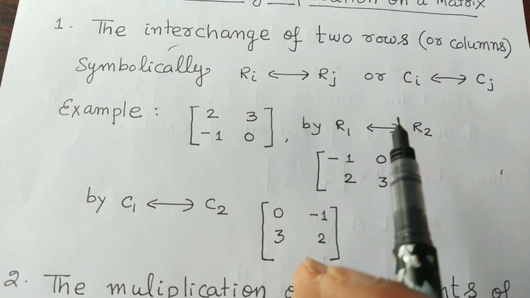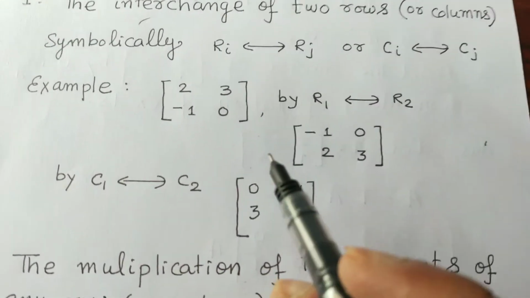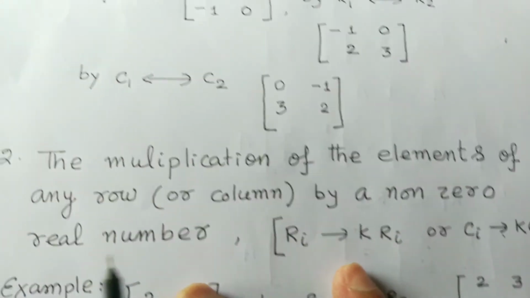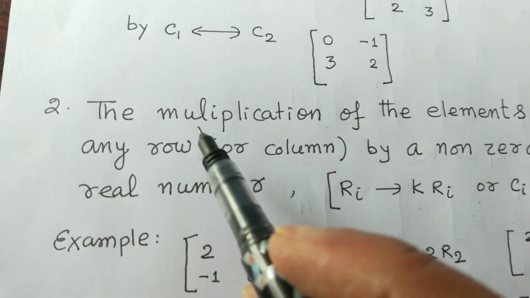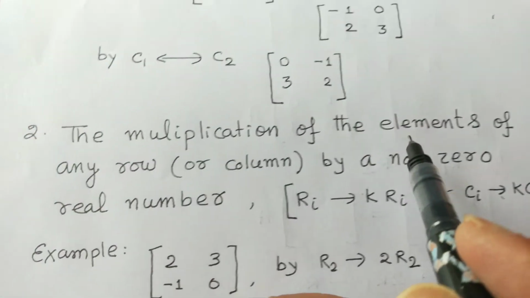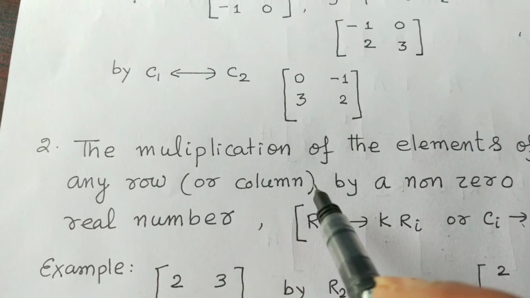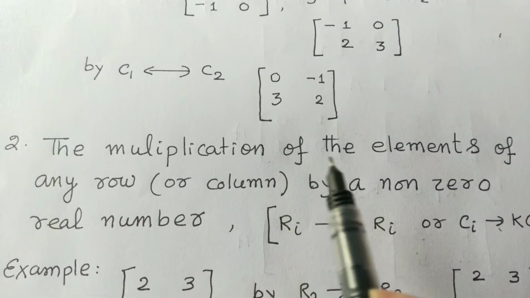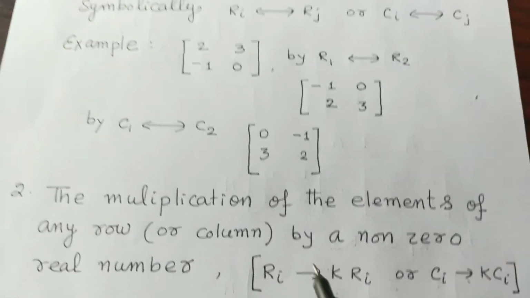It's number one, but it is not that you have to do this first operation at the first step only. Okay, this is an operation which is allowed for elementary operations. Now coming to 2. The second operation is the multiplication of the elements of any row or column by a non-zero real number.